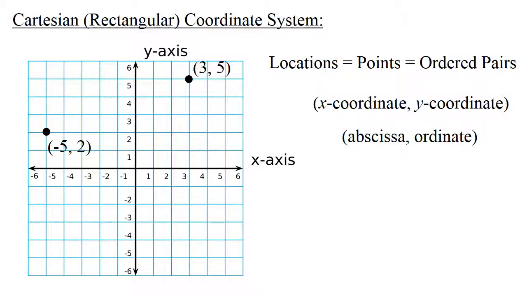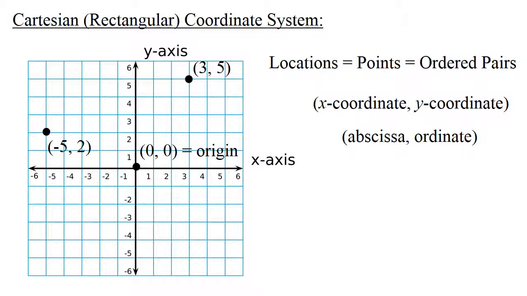The place where you usually count from is the center, and this has coordinates (0, 0), and it has a special name. We call it the origin. So we would say (3, 5) is 3 units to the right of the origin and up 5 units from the origin.